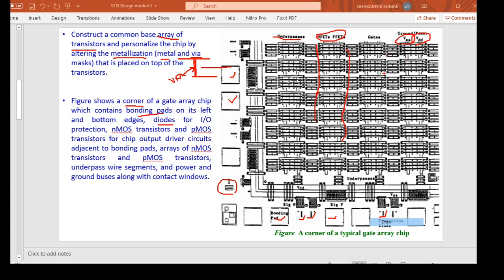Okay. So basically, when you look at different kinds of layouts of different ICs, you will be able to locate these different components easily. Now, since this is the first time, it might be a bit difficult for you, but don't worry.